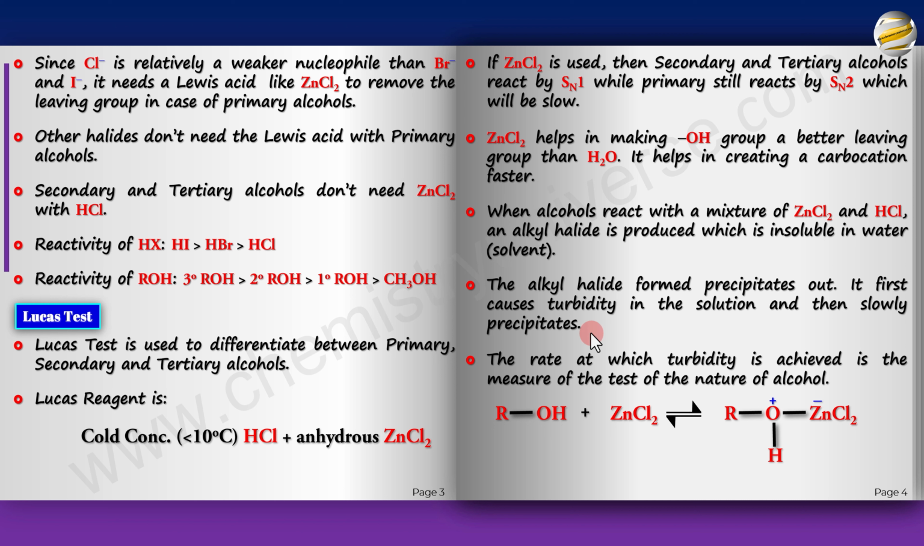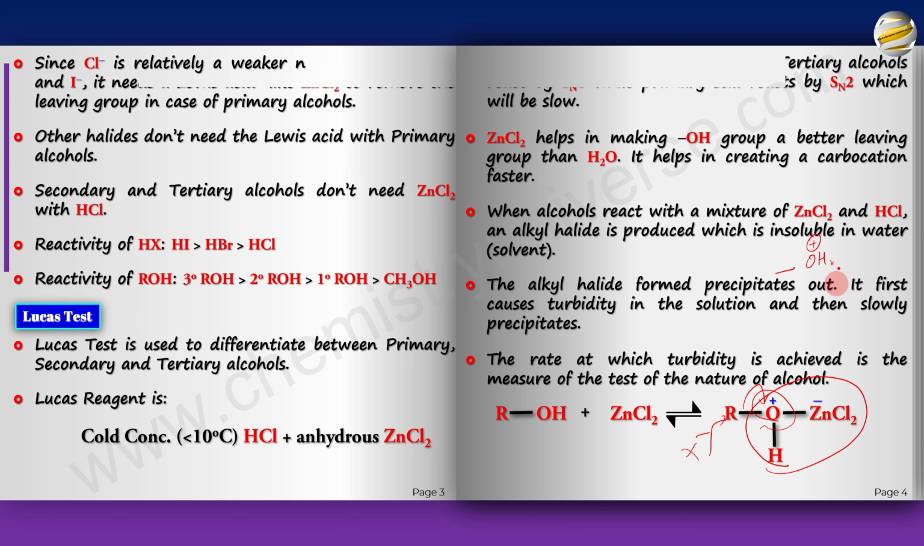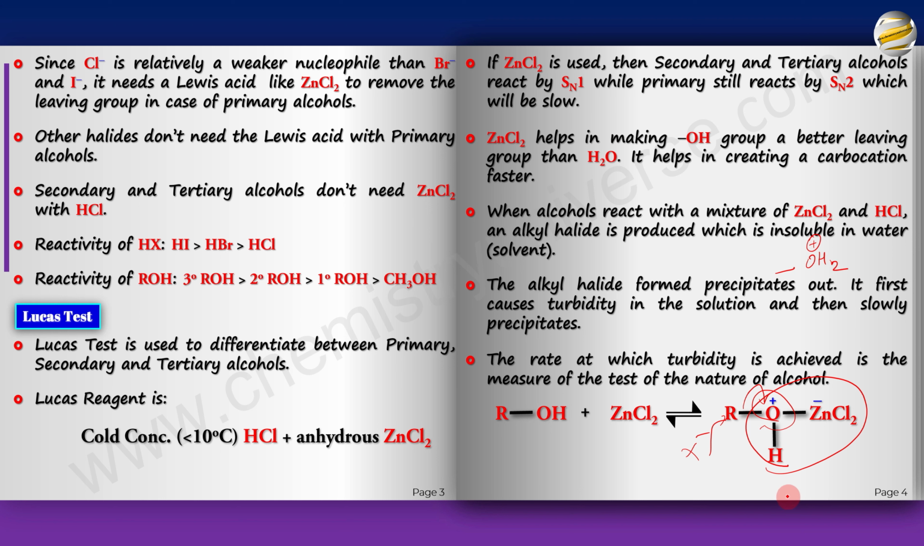Now as you can see, this O plus has become a good leaving group, so this can very easily leave. If it were tertiary, it will leave instantly. In secondary, it will take a little bit more time because the carbocation is a little less stable. With primary, it will only leave when X minus attacks. But this is a much better leaving group than simply OH2 plus, which is what would have happened had zinc chloride not been taken.